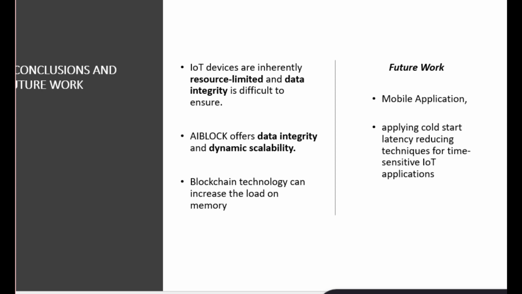The performance of five different machine learning models is evaluated and compared in terms of accuracy, precision, recall, F-score, and area under the curve. The experimental results show that decision tree gives the best result in terms of accuracy. Further, it has been identified that utilization of blockchain technology can increase the load on memory.